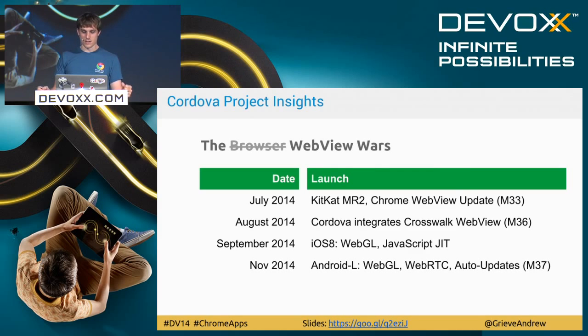September, another month later, iOS 8 comes out. It has WebGL and accelerated JavaScript. Huge. Okay. October, nothing happened. It's kind of a dull month. But then November comes along. Android L is released. WebGL, WebRTC, and starting at M37, an auto-updating WebView. So that means, outside of Android updates through the Play Store, the WebView is going to be always up to date. So that's great for security, but that's also great for new web features and performance. So it's been an exciting year.